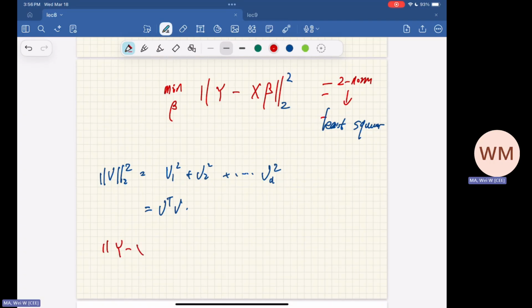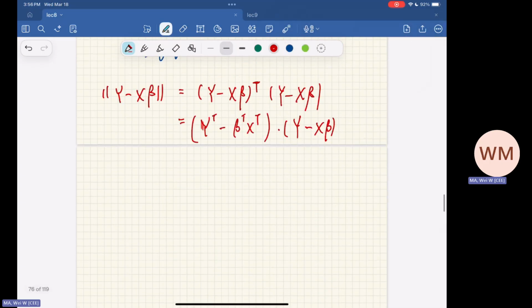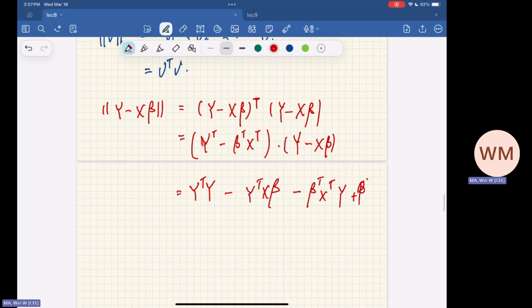So y minus x beta, this is a vector, right? Then this equals y minus x beta transpose times y minus x beta. And how do you do the transpose? It's basically y transpose minus beta transpose x transpose, right? Times y minus x beta. So we expand: y transpose y minus y transpose x beta minus beta transpose x transpose y plus beta transpose x transpose x beta.